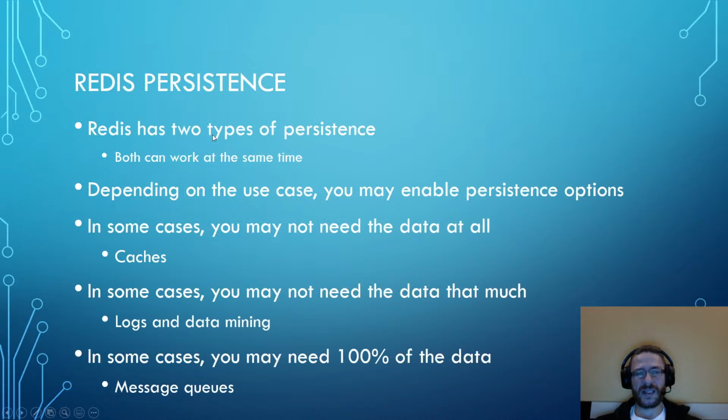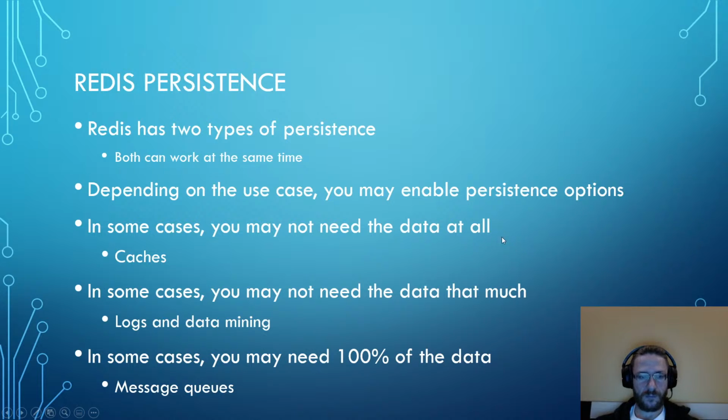Basically, Redis has two types of persistence and both can be turned on at the same time. By default, only the first one is turned on. And depending on the use case, you may enable persistence options or you may disable it. It doesn't matter. It depends on why you are using Redis in the first place.